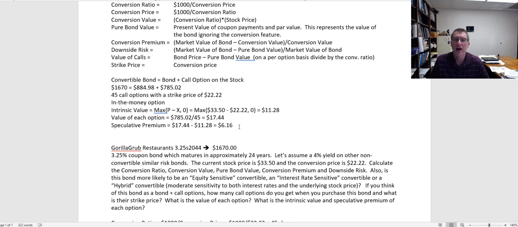Now notice that this option has a lot of time to maturity, but it's also relatively deep in the money. So that's limiting some of the speculative premium, in that it's relatively deep in the money. Just like regular options, these are going to be impacted by the volatility of the underlying stock, the time to expiration, how close it is to the strike price, the risk-free rate. All those things that determine speculative premium in options are going to determine the speculative premium in convertible bonds. So that gives an overview of how to break a convertible bond down into the bond itself, plus the call options associated with that bond.